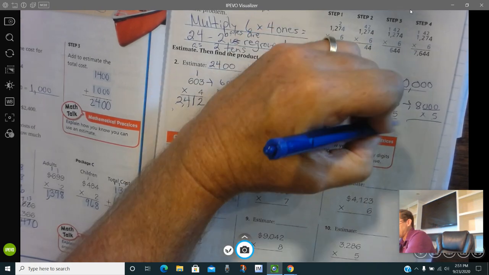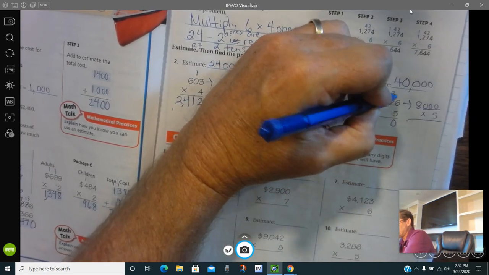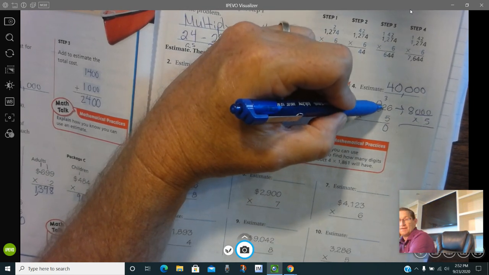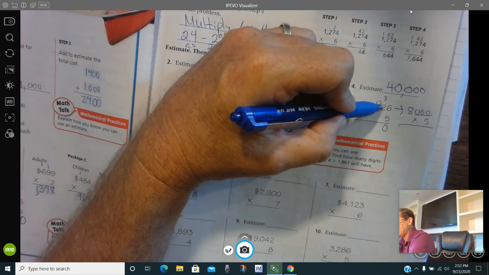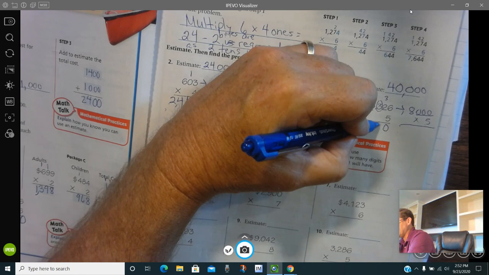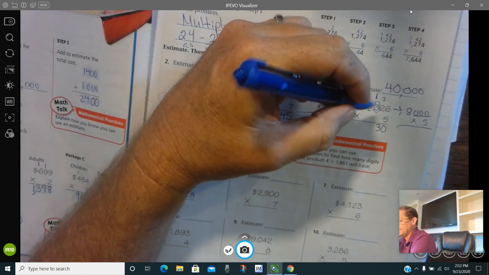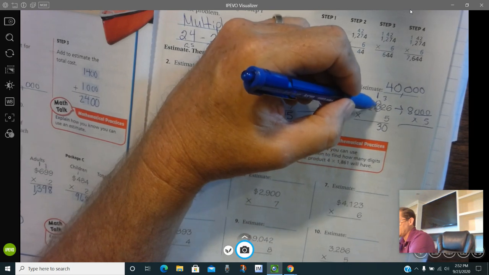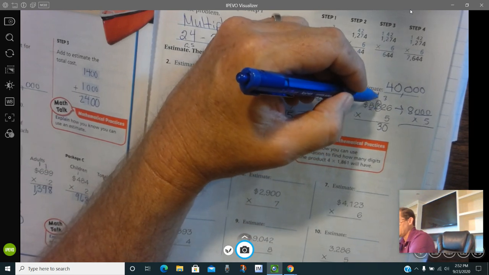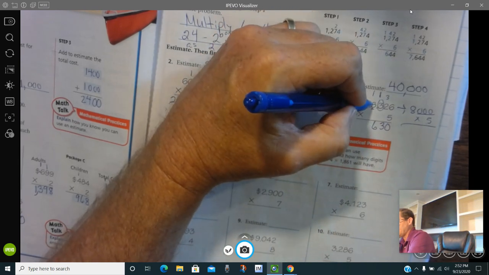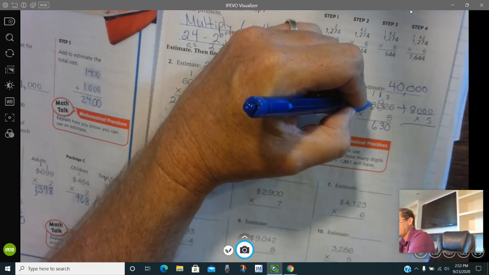So 5 sets of 6 ones is 30 ones. We're going to regroup all 30 of those ones as 3 tens. 5 times 2 tens is 10 tens. Plus 3 more is 13 tens. I'm going to regroup 10 of those tens as 100. 5 times 3 hundreds is 1,500s. Plus the regroup gives me 1,600s. 5 sets of 8 is 40 thousands.